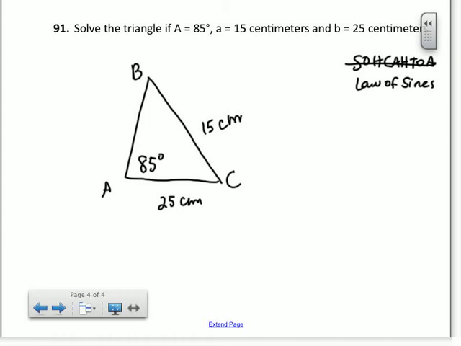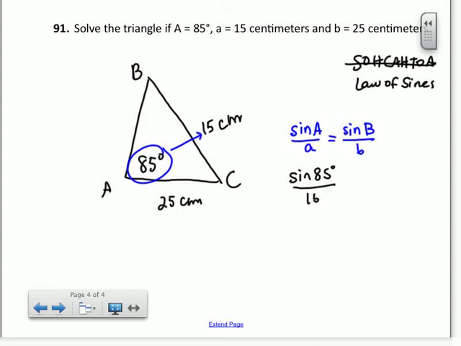So law of sines means that I need to have an angle and the side across from it. Well, that's good. So I have sine of A over little a, right? And I have little b, so that's going to allow me to find big B, angle B. Okay, so sine of 85 degrees over 15 equals sine of, we don't know angle B, but we do know little b is 25. So this is going to allow us to solve for big B.